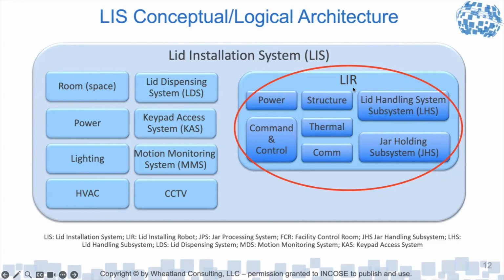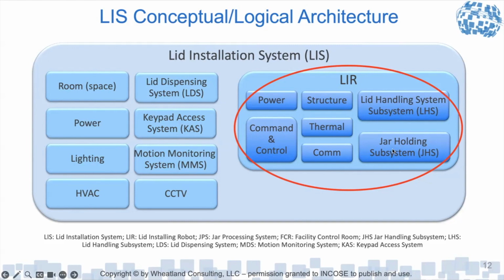The lid installation robot itself is going to have power, structure, thermal system for cooling of the electronic components, a communication system to communicate with external systems, and command and control system that is kind of the brains of the robot. And then we have the lid handling system that accesses the lids and puts the lids on the jar, and jar holding system.